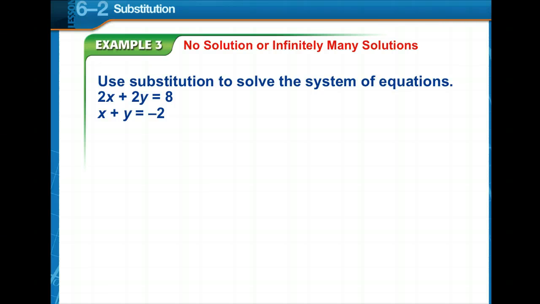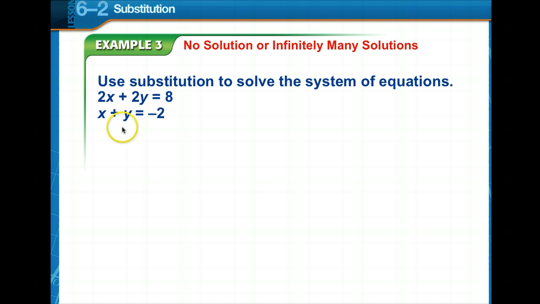Sometimes we don't have a solution. So if you get an answer like -3 is equal to 4, well, -3 is never equal to 4. So if you get an answer like that when you're solving by substitution, the answer to that system is no solution. Sometimes you'll get 3 is equal to 3. Well, 3 is always equal to 3, so that one will have infinitely many solutions. So let's see which one we're going to come up with here.